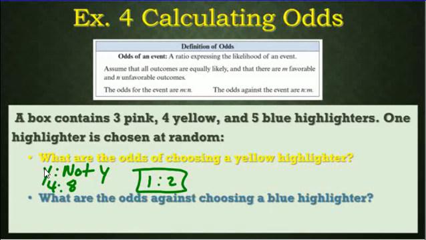What are the odds against choosing a blue? So no blue versus blue. So no blue is 7. Blue is 5. So you have a 7 to 5 chance against choosing a blue.